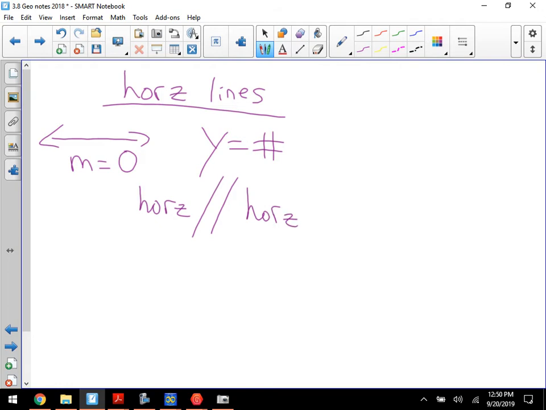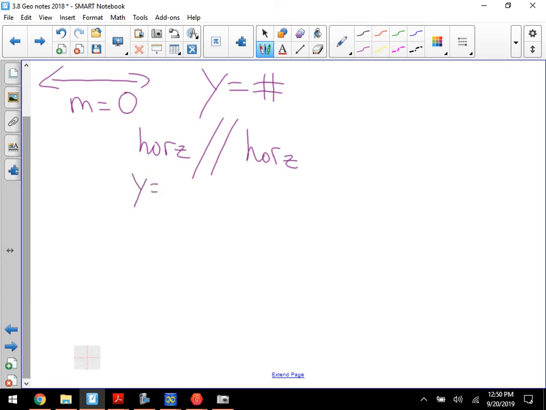What's the equation of a horizontal line always going to look like? Y equals something, isn't it? So that means that y equals a number is always parallel to an equation, y equals a number. Because again, what's the slope of every horizontal line? 0. So that means that if you have a slope of 0, what's parallel to a slope of 0? 0.